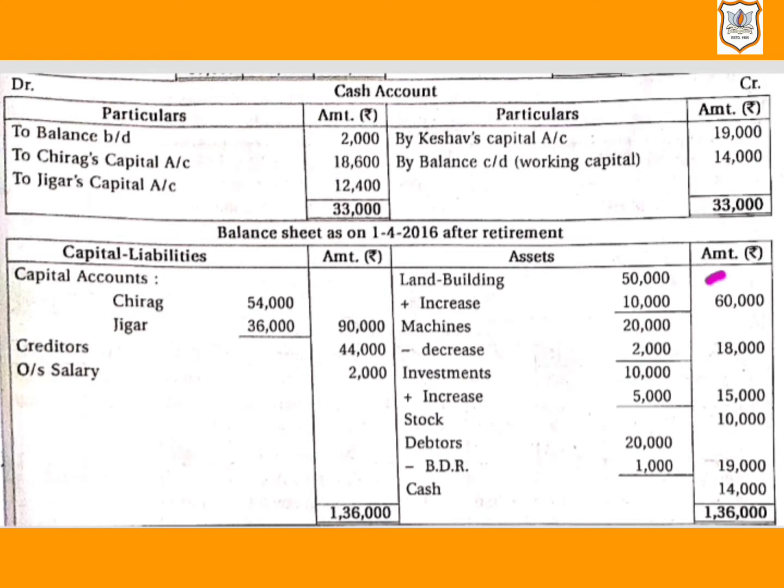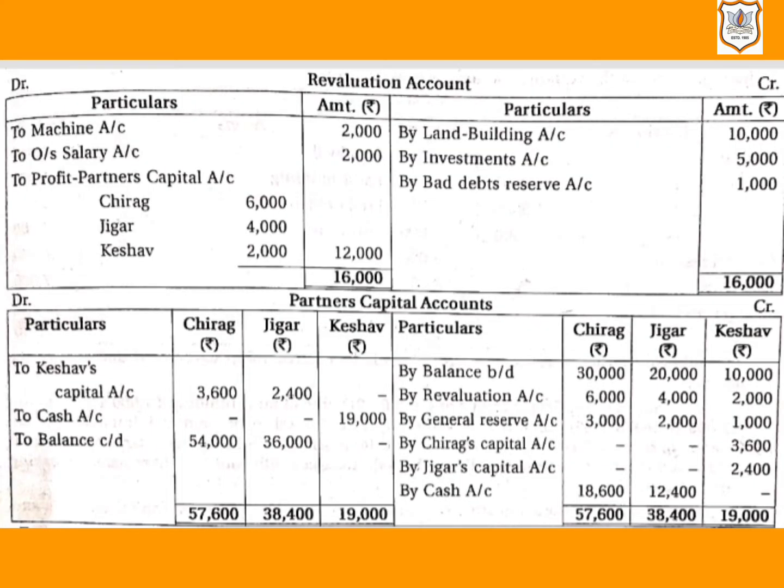Here it is. Then next point, machinery is valued at 90% of its book value. As here value of machinery is decreasing, so we will deduct it. Here we will deduct 2,000 and in outer column we will write 18,000. And in revaluation account we will record it on debit side as the value of asset is decreasing. Here it is, to machinery account 2,000.